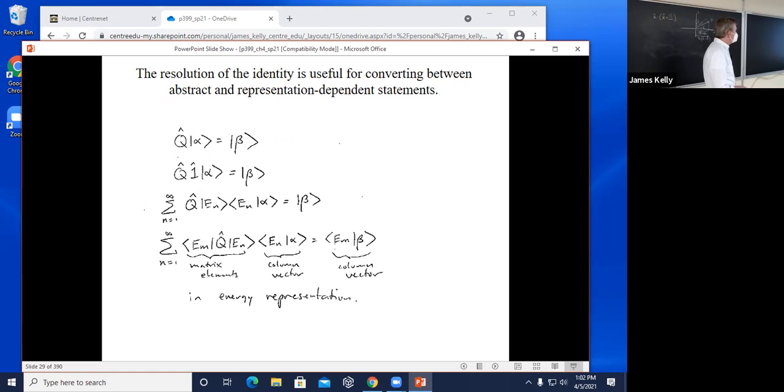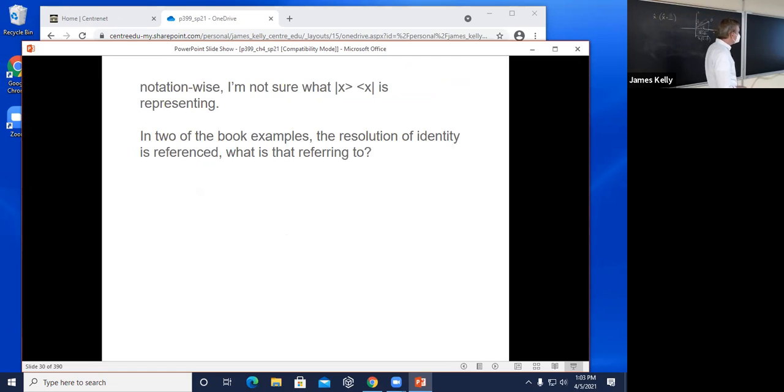A couple of people asked about these, so I'm not sure what XX is representing. What this means is this is something that is ready to operate on a vector. In other words, if I put a vector over here, it will take that vector's inner product with a state of definite position, as that notation suggests, and then scalar multiply that number times that vector. So that's a projection operator. And the resolution of the identity, well, we just explained what that has to do with.